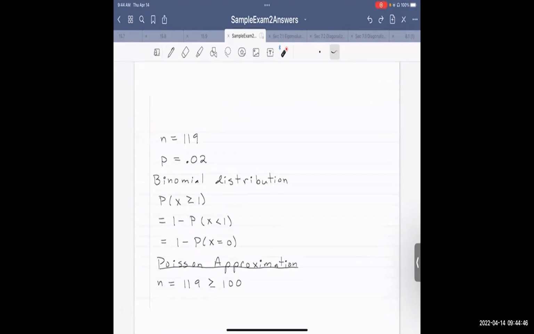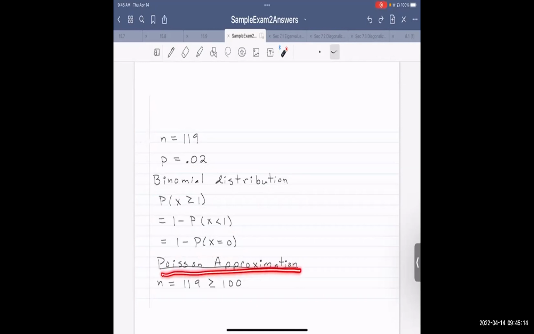So in this particular case, we have a binomial distribution with N equal to 119 and P equaling 0.02. We want to calculate the probability that X is greater than or equal to 1. So let's look at the complementary event: 1 minus the probability that X is less than 1, which is the same as 1 minus the probability that X is equal to 0.